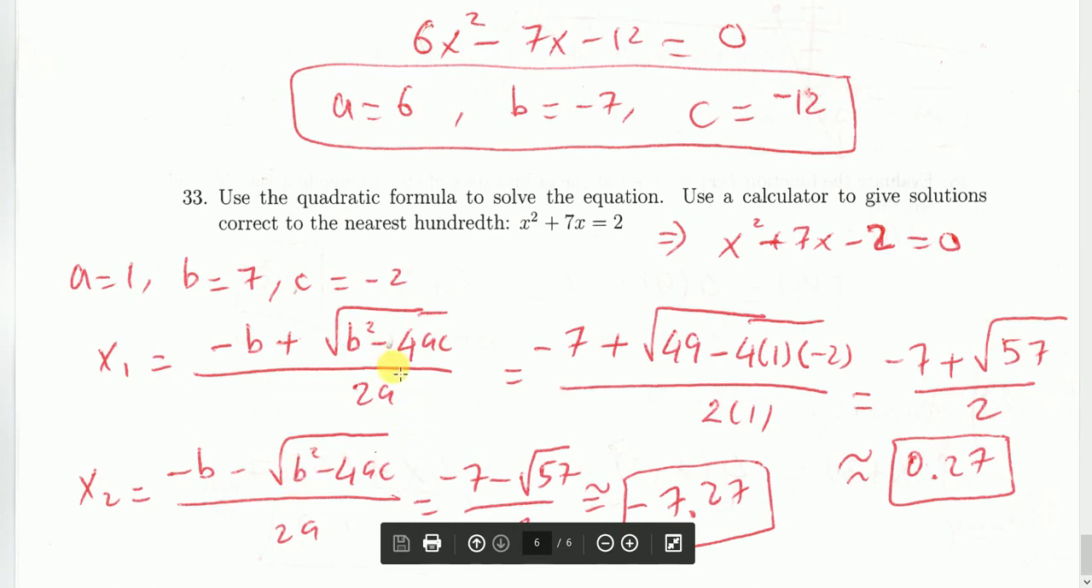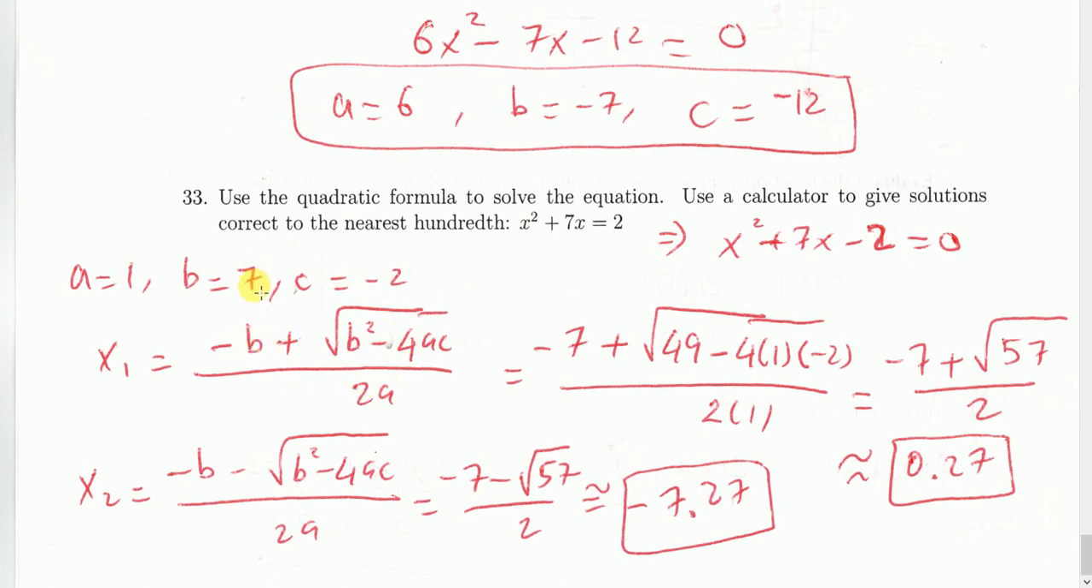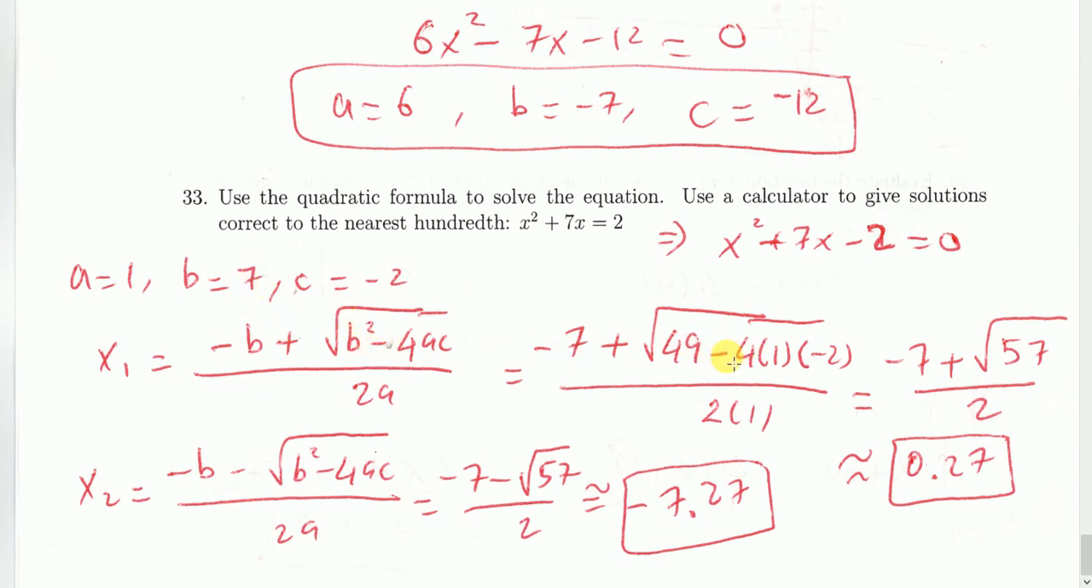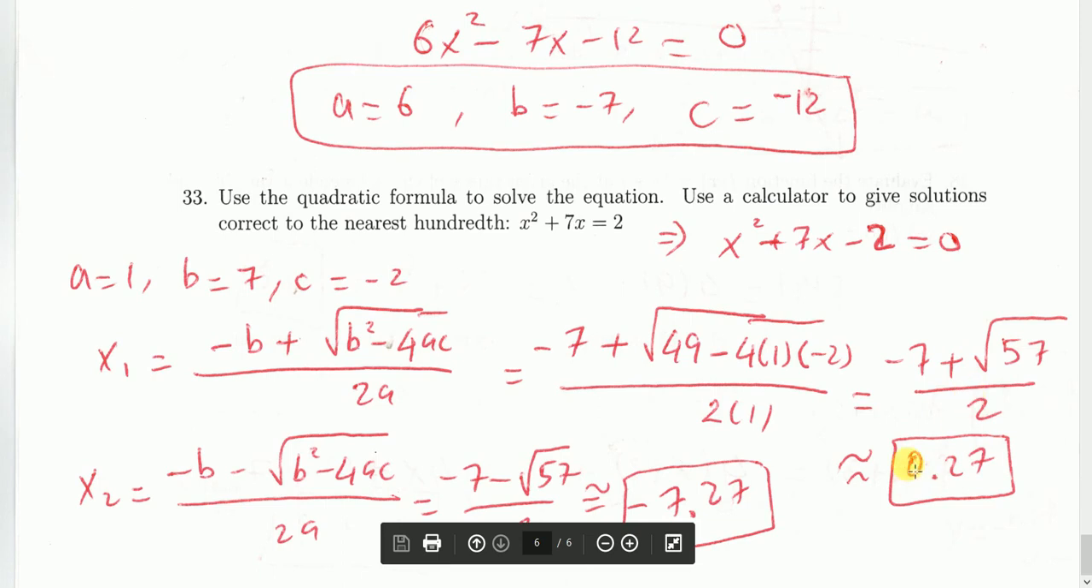Okay, so now because we already have a, b, and c, we can plug them directly into the formula to get x1 and x2. So minus b is minus 7 because b is 7, plus the square root of b squared, 7 squared is 49, minus 4 times a times c. 4 times a, which is 1, and c is minus 2. So minus 4 times 1 is minus 4, minus 4 times minus 2 gives you 8, because two minus signs multiplied give you a plus sign. 8 plus 49 is 57, square root of 57, and then minus 7 in the front, and 2a is 2 times 1, which is 2, so divide by 2. If you do that using a calculator, you get 0.27.